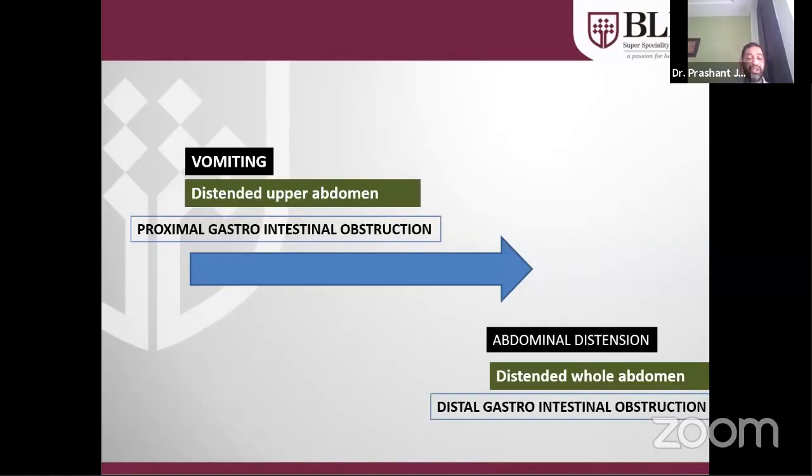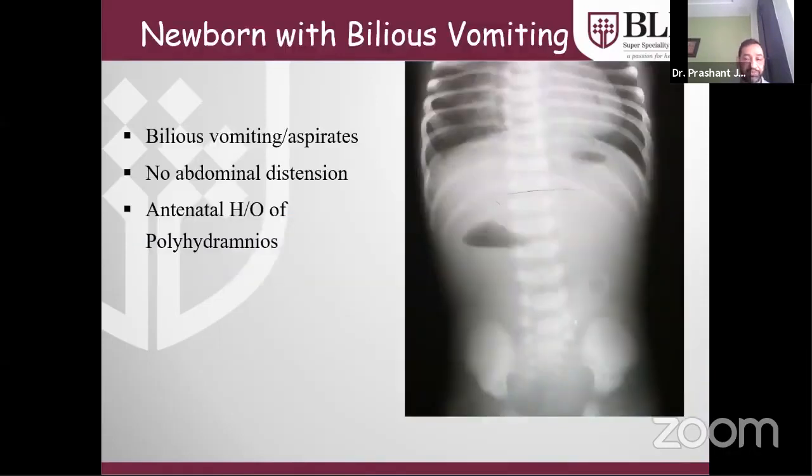So this is how we can differentiate clinically whether this is a proximal gastrointestinal obstruction or a distal gastrointestinal obstruction. Proximal will have vomiting as a predominant feature, while abdominal distension will be a predominant feature if it's a lower gastrointestinal obstruction.